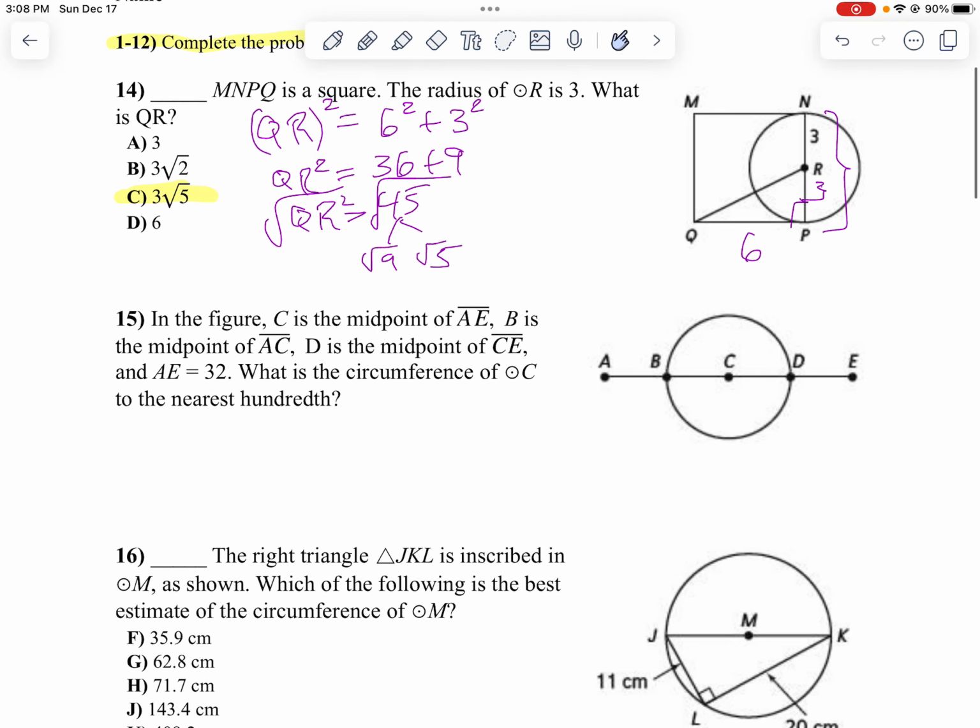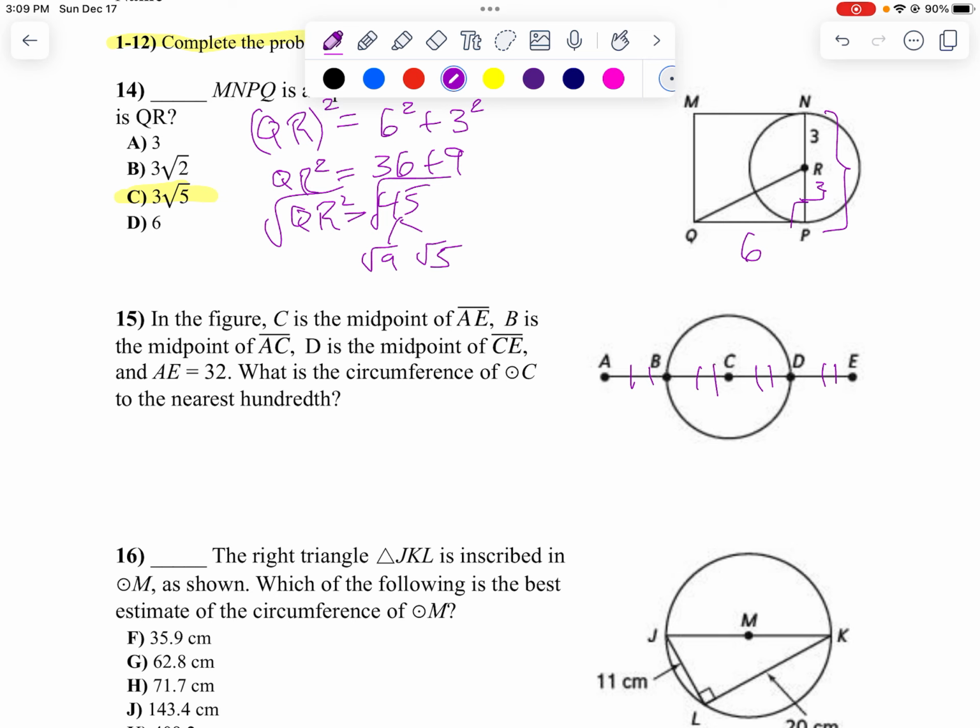On question 15, we know C is the midpoint of A to E, and B is the midpoint of A to C. So I know A to B and B to C are the same. And D is the midpoint of C to E. Oh, well, that means, and if we go back to the beginning, C is the midpoint of A to E, so I know all these parts are the same, don't I?